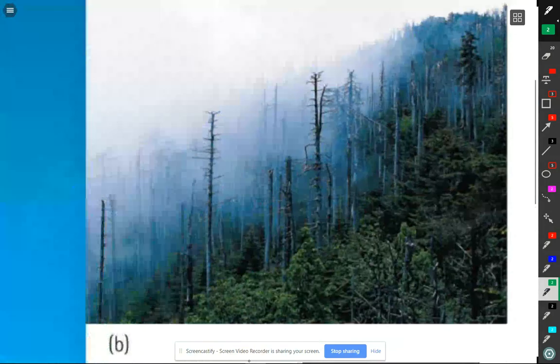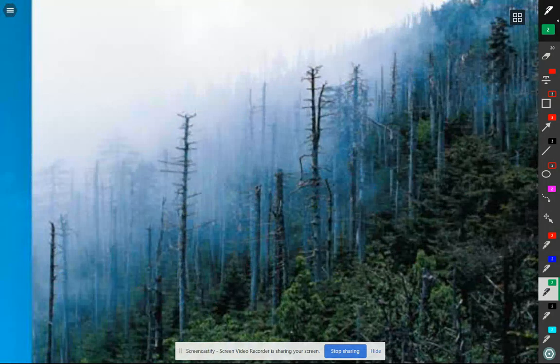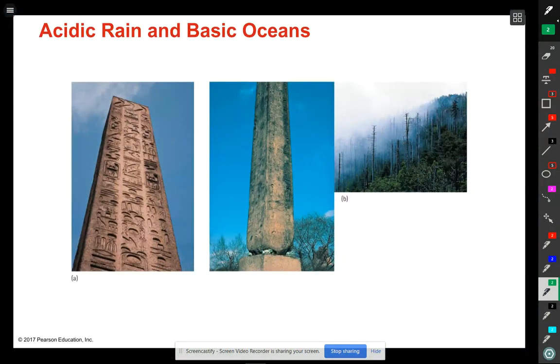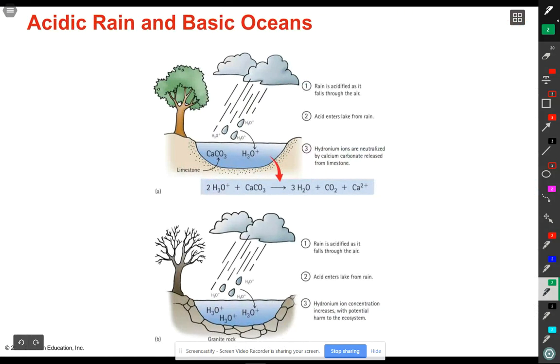And there's something else we don't think about as much, trees being damaged by the acid. So acid rain, I think we can all agree, that's bad. That's bad for the environment. Well, here's some things that are kind of cool to know.